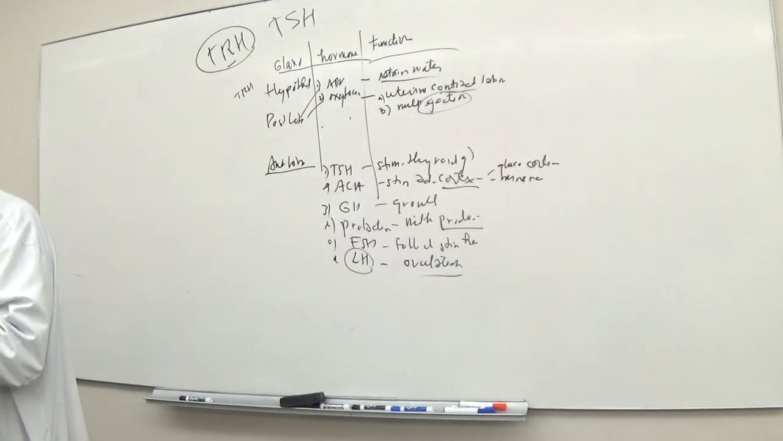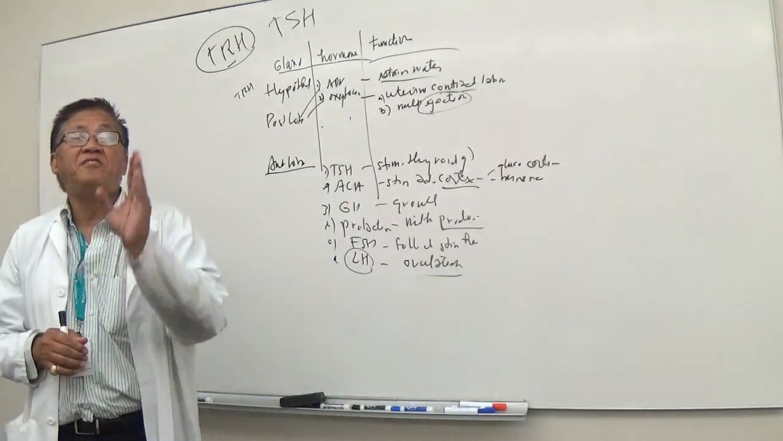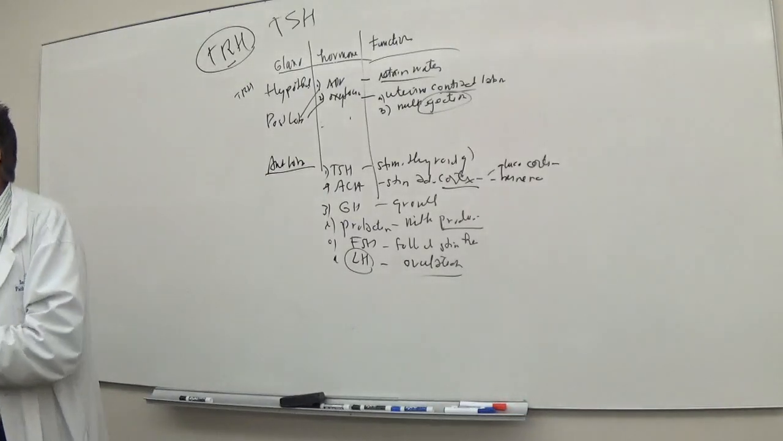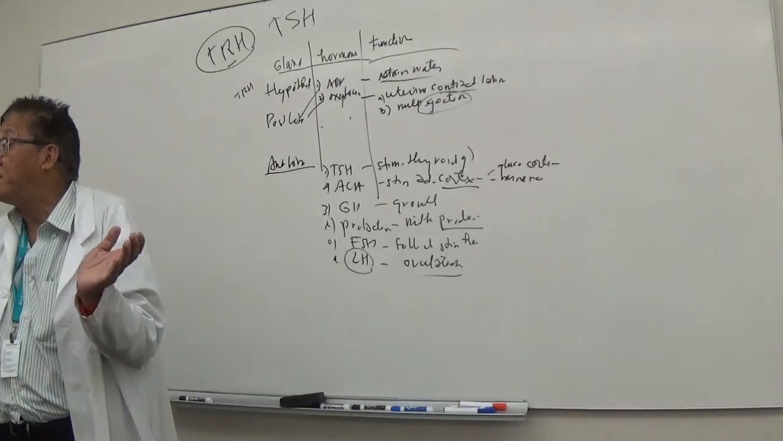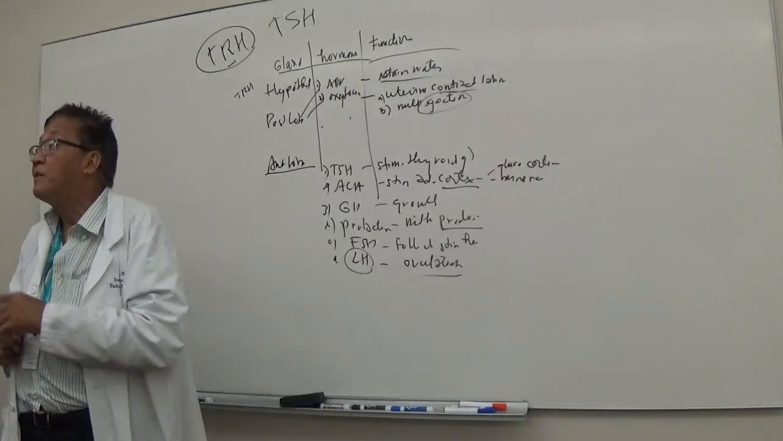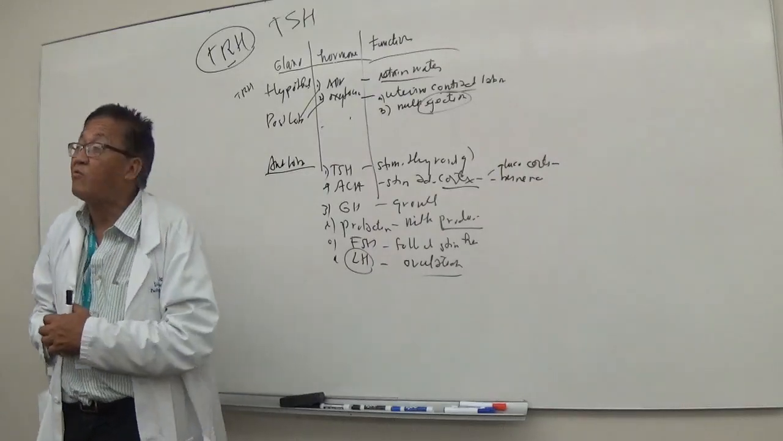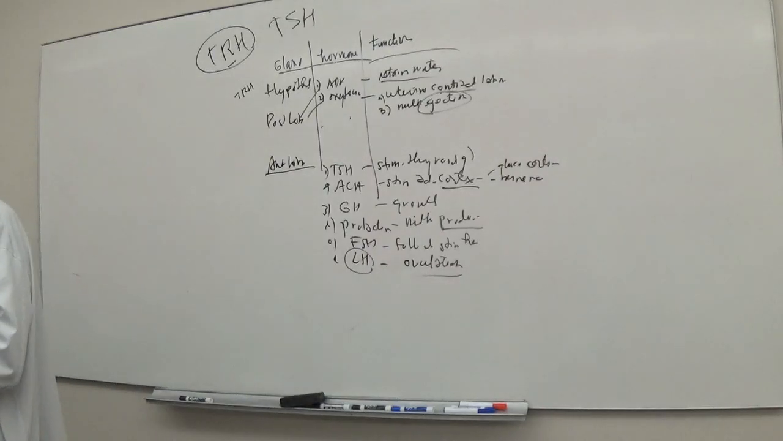So ovulation is 14 days after the first day of menstrual bleeding. Why the first day? Why not the last day? Because the last day can be 4 days, 5 days. So what do we start counting with? The first day of menstrual bleeding, granting that the woman has a regular uterine cycle.